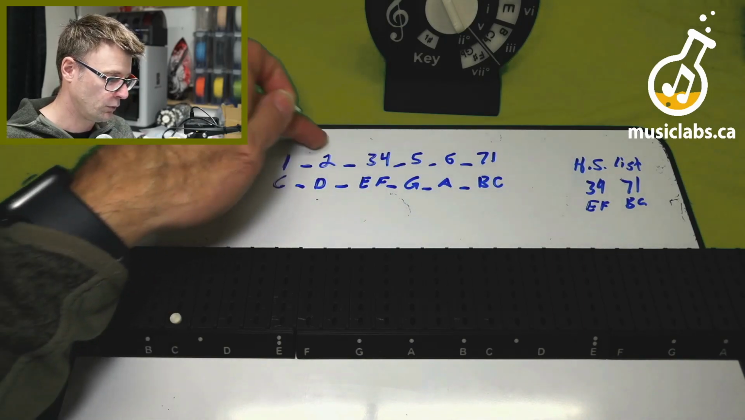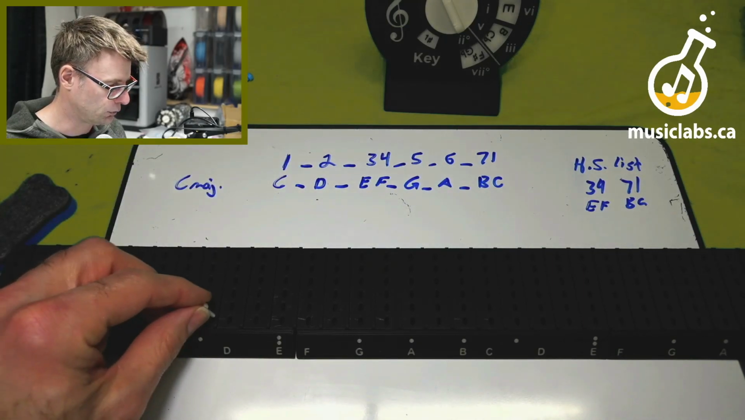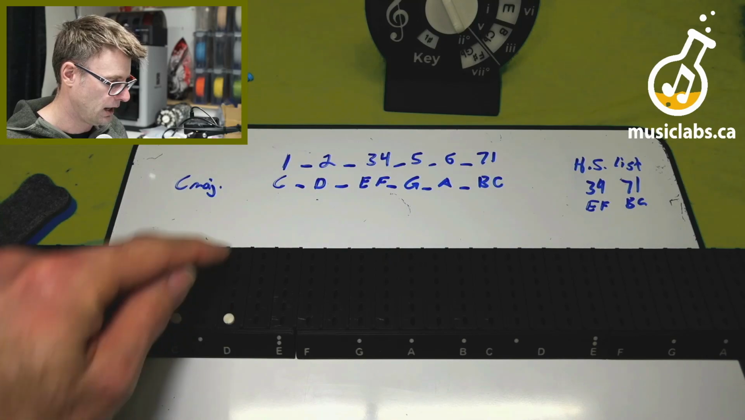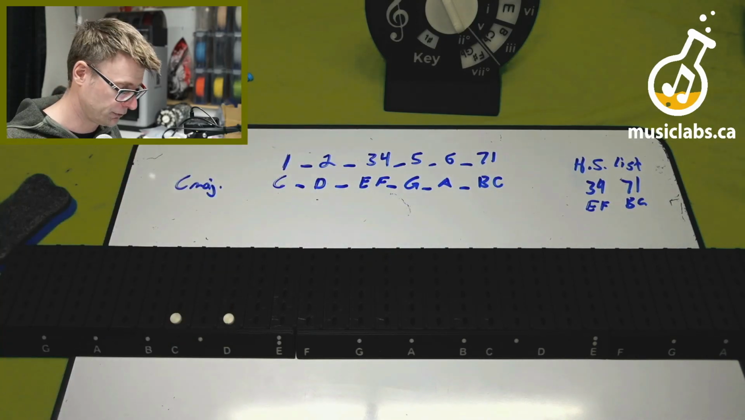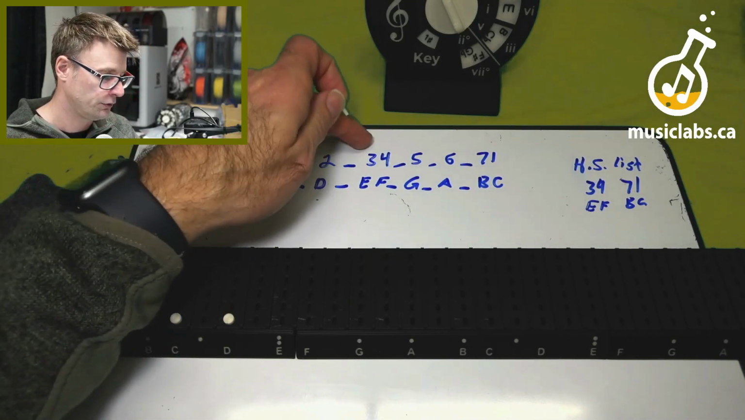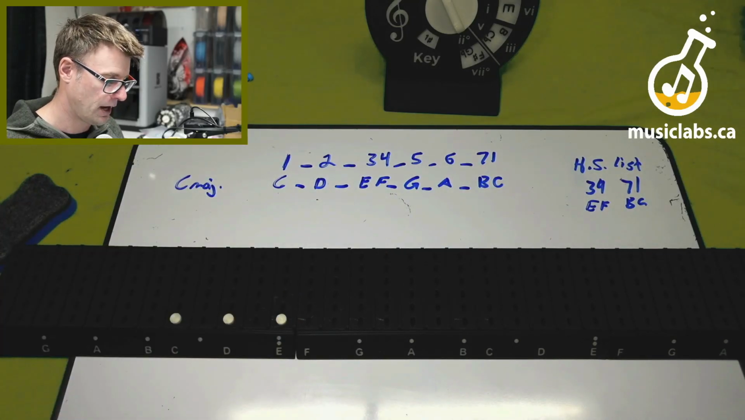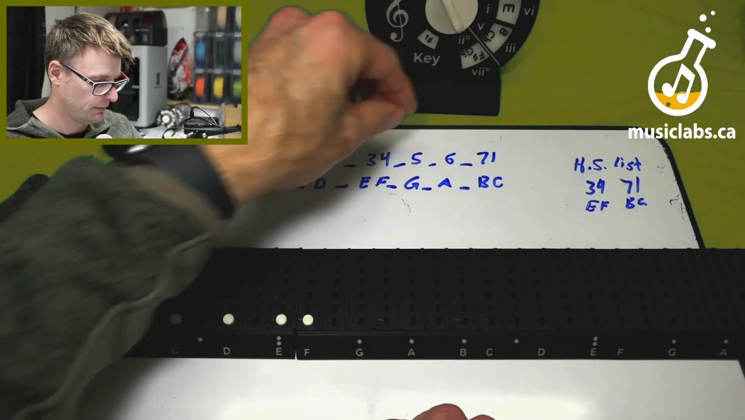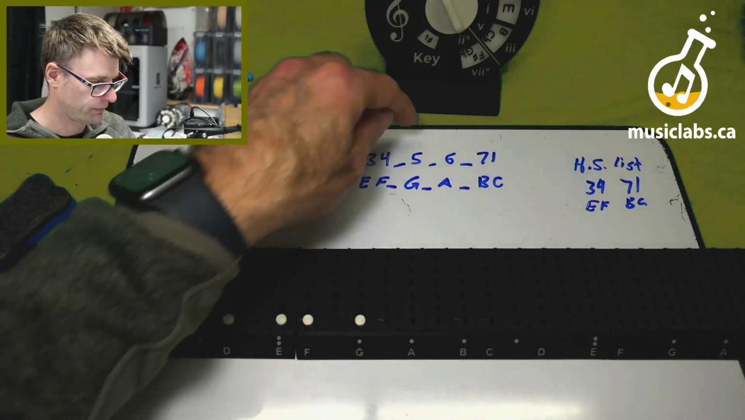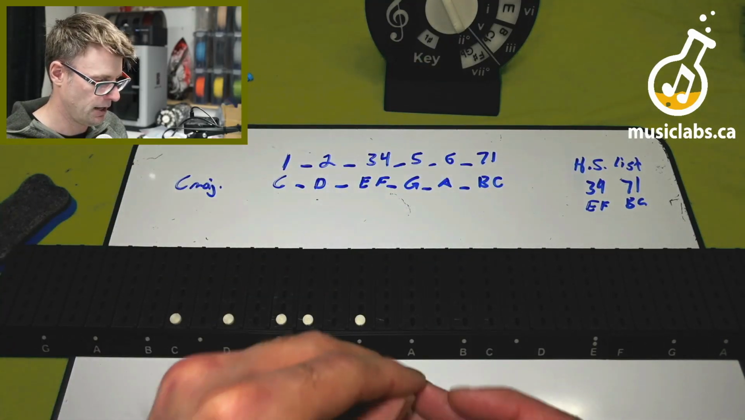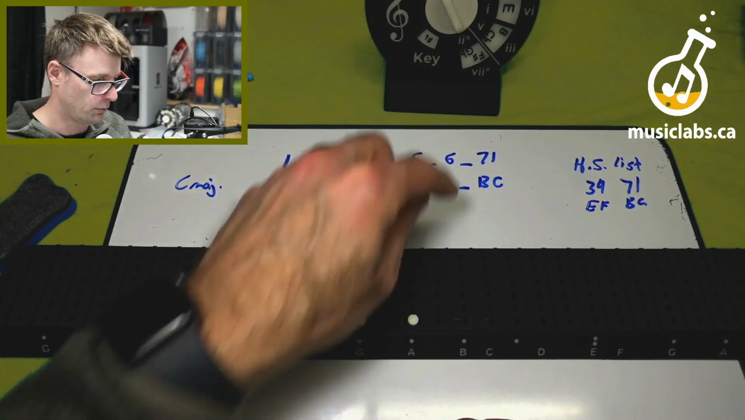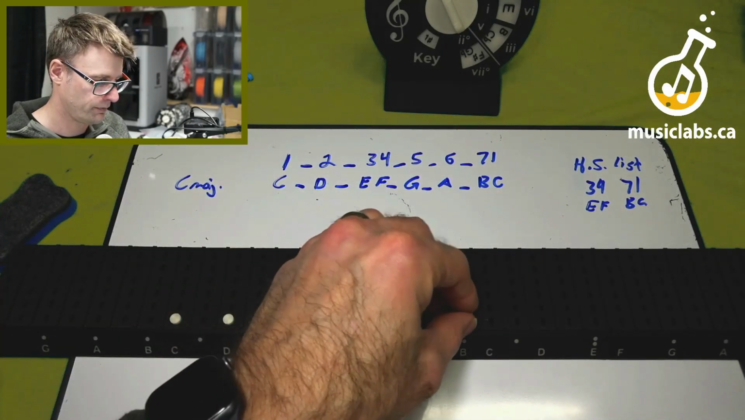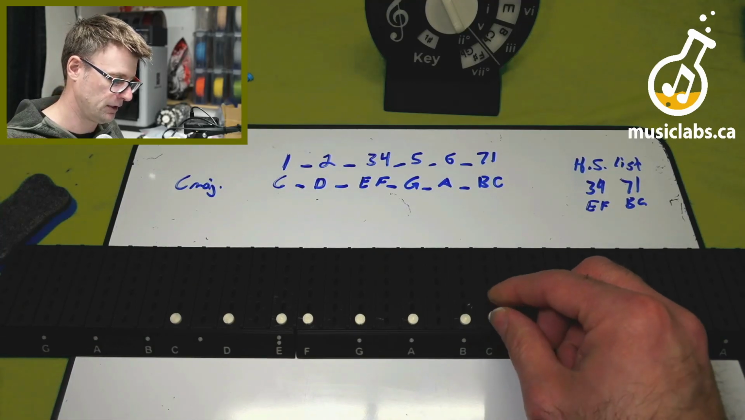Now, between 1 and 2 is a whole step. That's 2 frets. So 1, 2 frets. And that lines up with the D. All right, things are working out so far. Another whole step to 3 gets me to E. A half step gets me to F. And then another whole step gets me to G. And then another whole step gets me to A. One more whole step gets me to B. And a half step gets me to C.